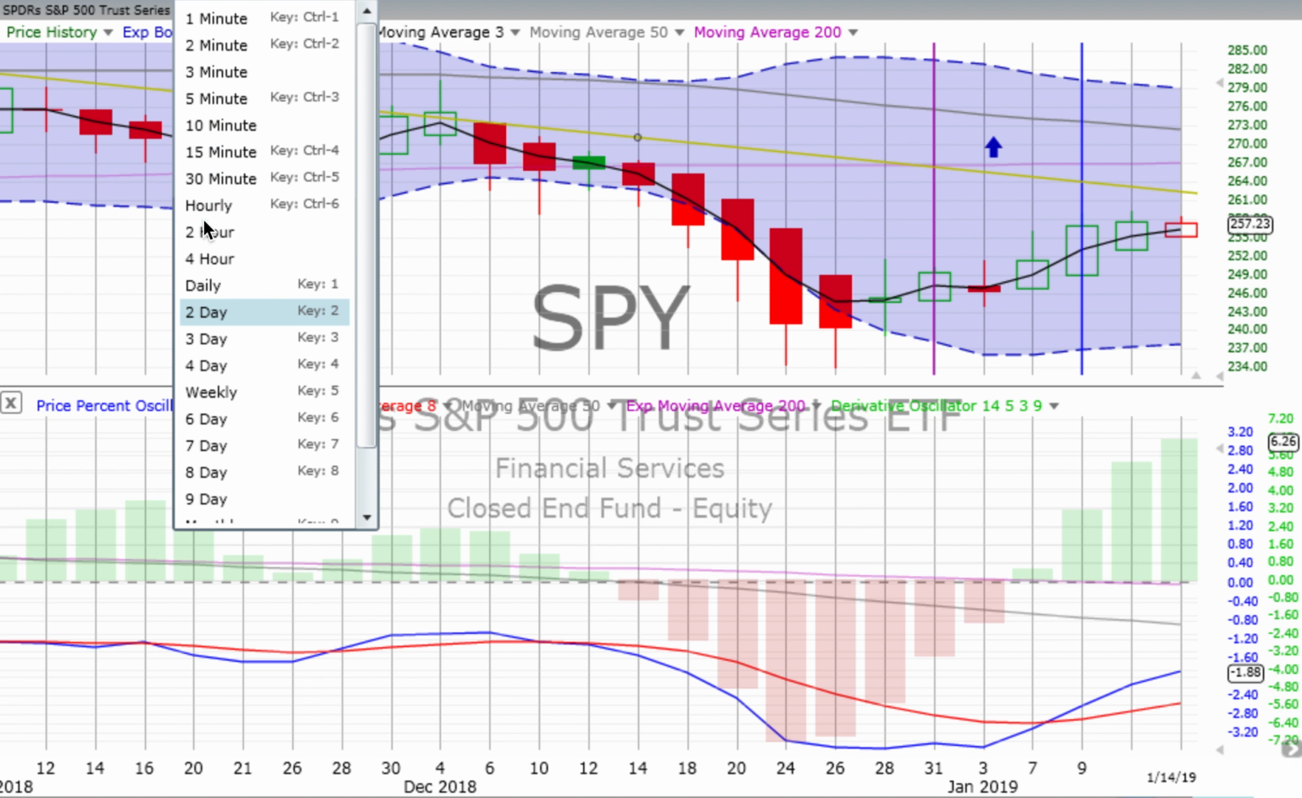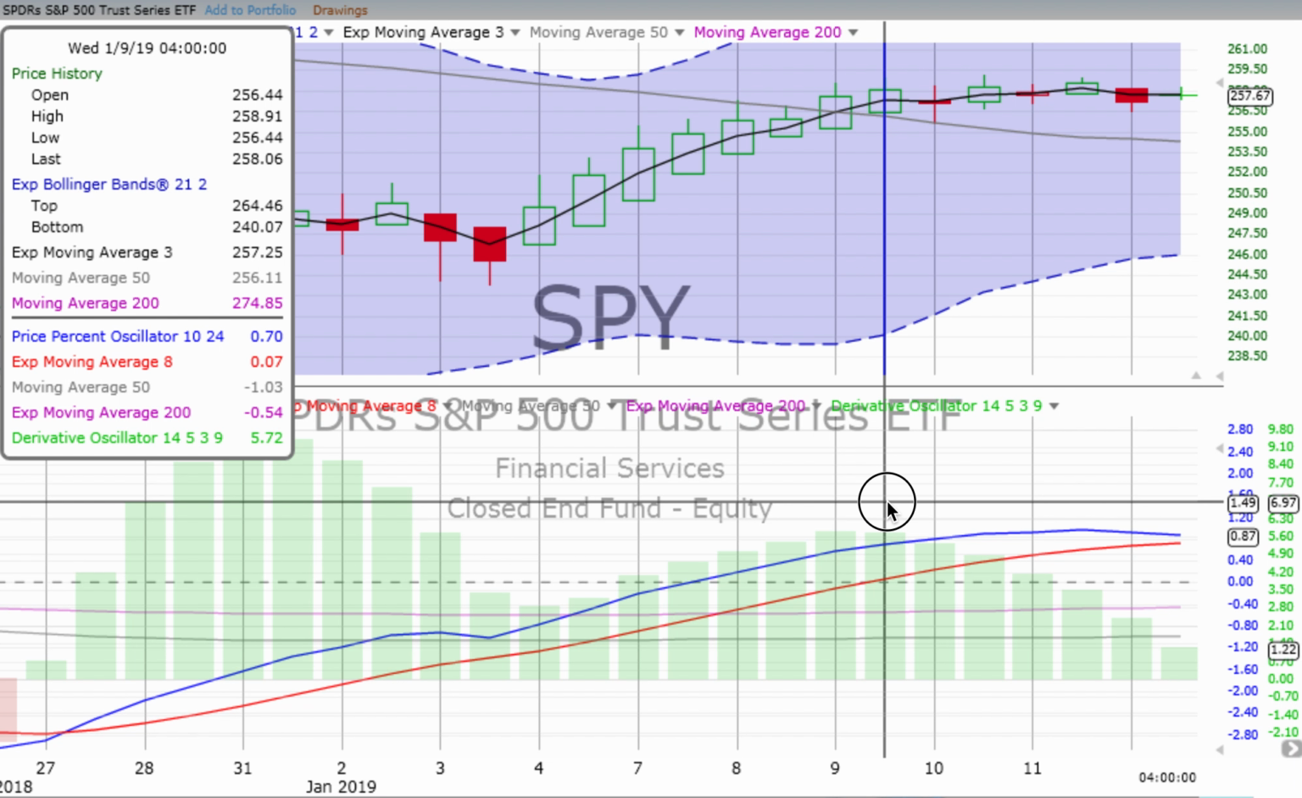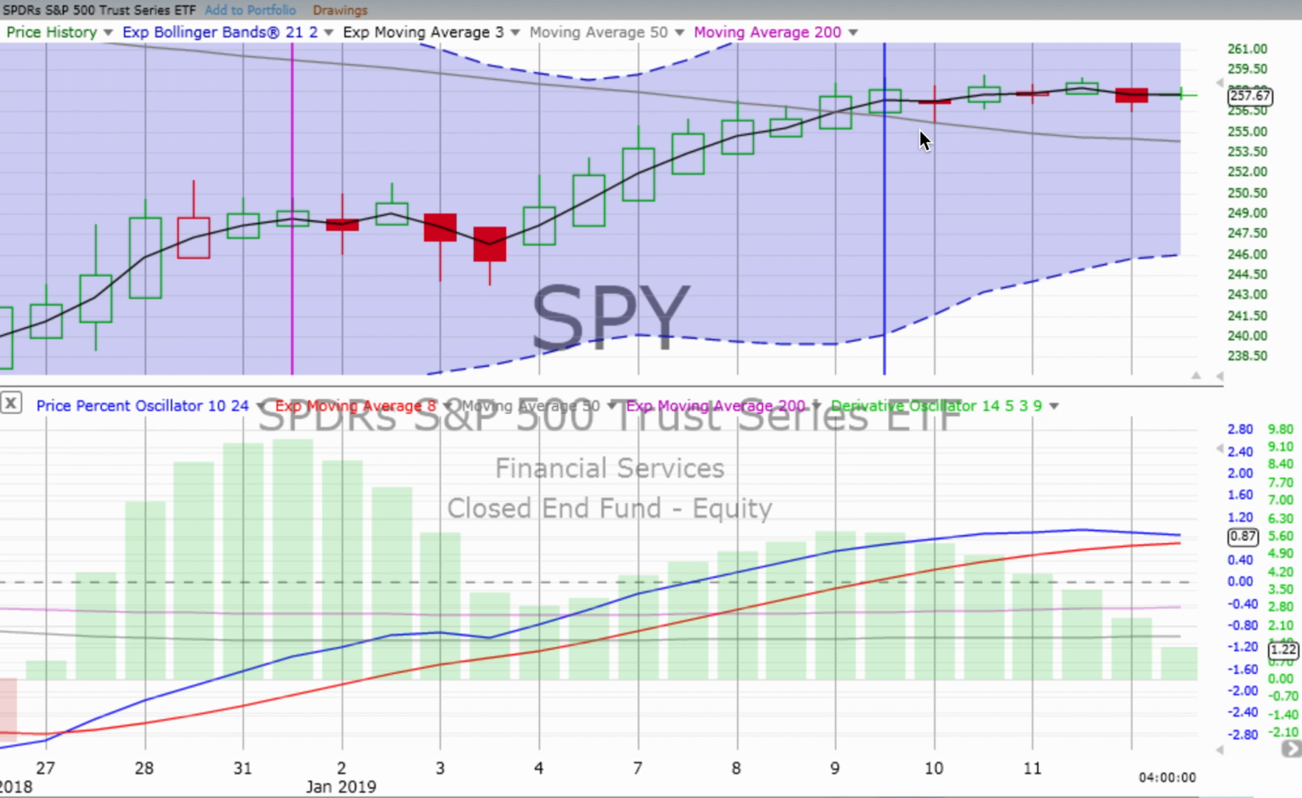And then we take a look at the 4-hour chart. What do we see there? What we see is things really sliding sideways since they peaked back on the afternoon of Wednesday, the 9th of January. And again, things really sliding down in the morning, then a little bit of a recovery in the afternoon. Derivative oscillator losing upward momentum. Price percent oscillator heading down. Might be crossing over pretty soon on that 4-hour chart.